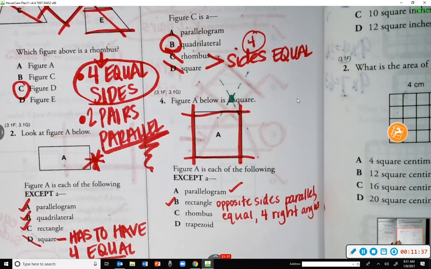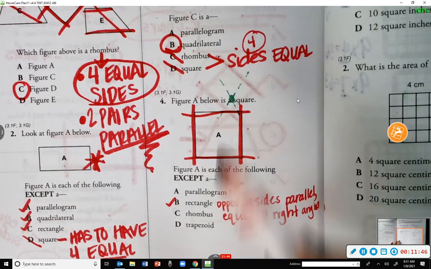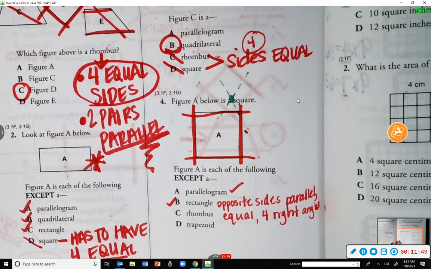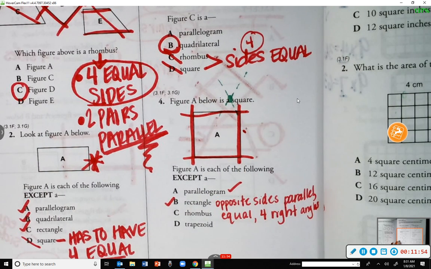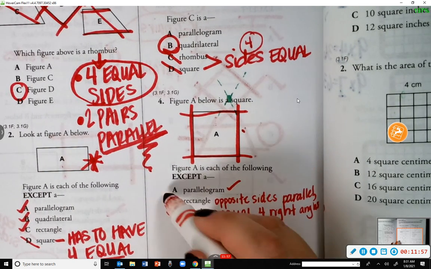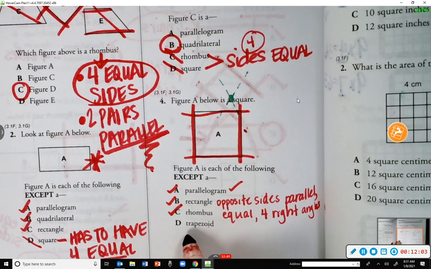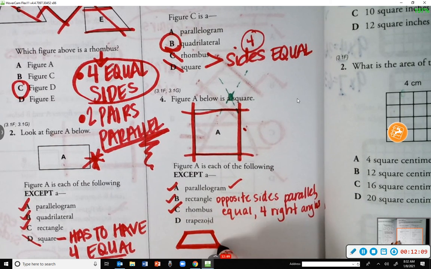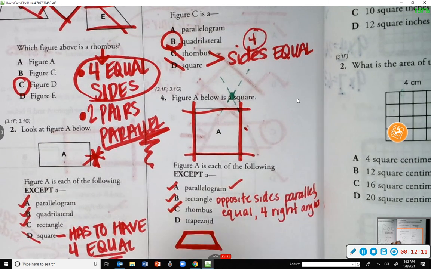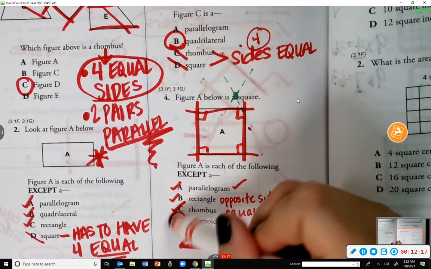Okay, can a square be a rhombus? Well, think about what a rhombus has to have. A rhombus has to have 4 equal sides. Does a square have 4 equal sides? Yes. A rhombus has to have opposite sides parallel. Does the square have that? Yes. So it can be a rhombus. Can it be a trapezoid? No, because a trapezoid only has 1 pair of parallel sides. Remember, they're the ones that look like this. And it has no right angles. The square has 4 right angles. Okay, so it has to be D.